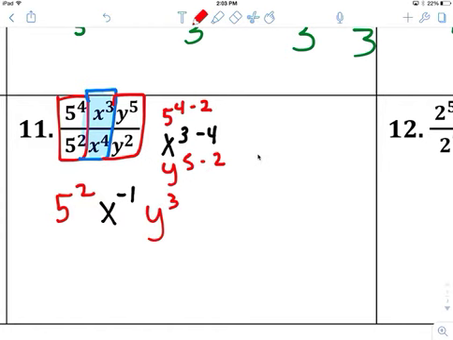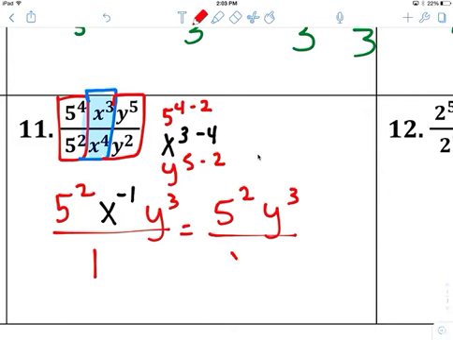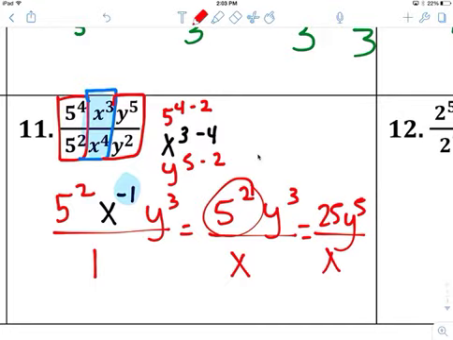Okay, so what stays on top? 5 squared, because it's positive, and y to the 3rd. Goes on the bottom is x to the 1. Okay? It's negative x. Alrighty, and then you get, and you don't have to write the 1. And then you can change that 5 squared here to 25, because we know that, over x.